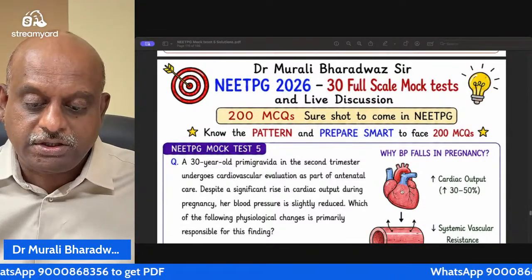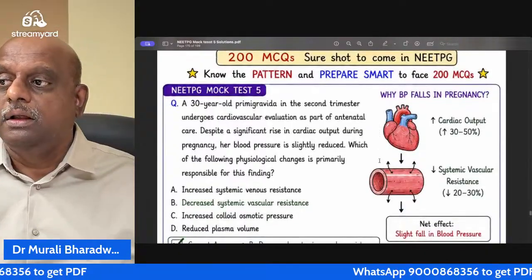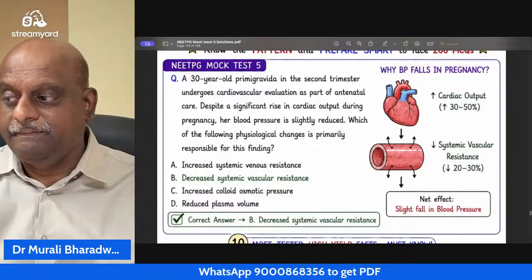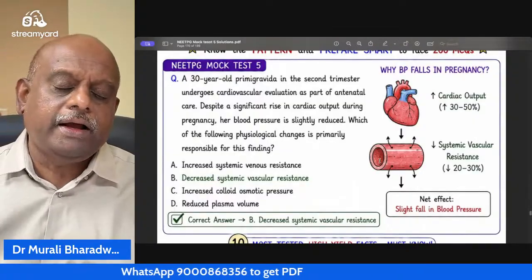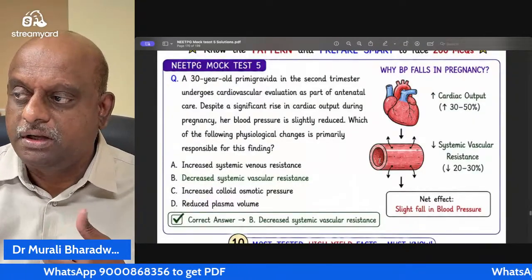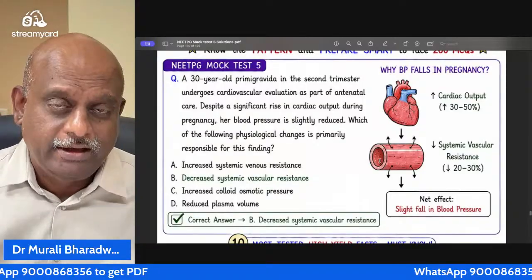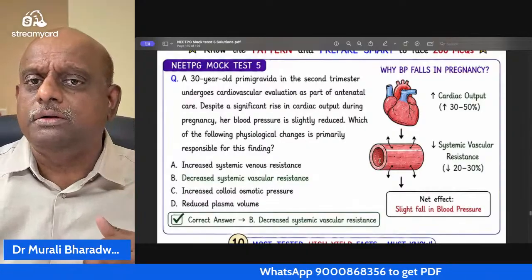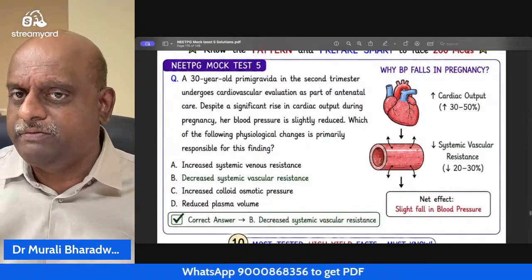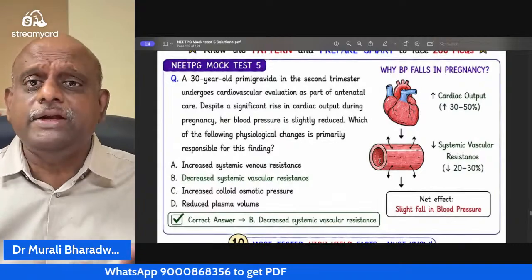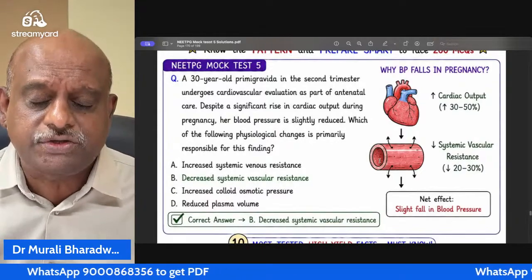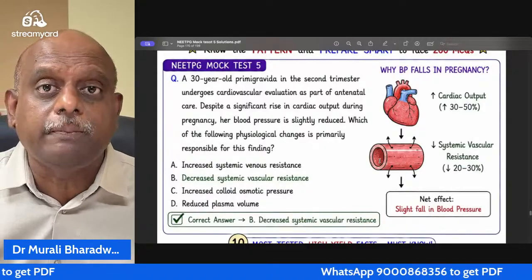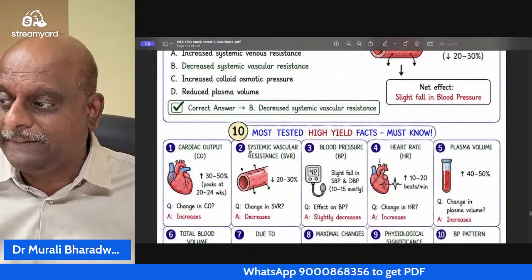So, welcome back to the session, doctor. 30-year-old primigravida in second trimester. Despite a rise in the cardiac output, her blood pressure is reduced. Why? Because in pregnancy, the rise of the progesterone relaxes the smooth muscle in the blood vessel, and that vasodilatation decreases the systemic vascular resistance, and that can lead to a fall of the diastolic pressure, is what you need to remember.